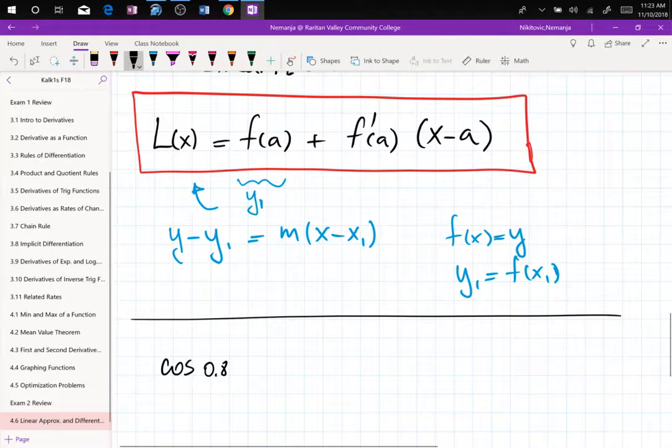Right? So the goal is to find which of the nice values, pi over 6, pi over 4, pi over 3, something from those, will be close to 0.8. So play on your calculator. This is the time when you divide pi by 3, pi by 4, pi by 2, pi by 6, and see which one of those will get you the closest to 0.8. That's the magic number at which we are looking for the tangent line.